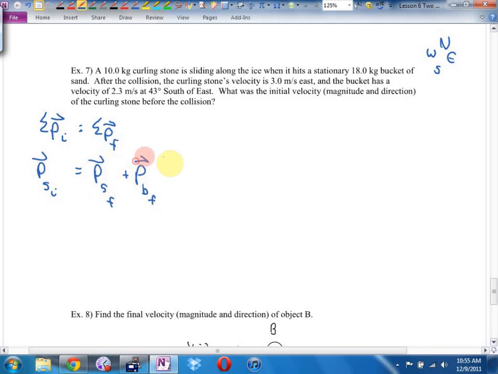Did they give me the initial direction of the stone as it was coming in? I'm going to hold off on drawing that then. I'll come back to it. I am going to put a little equal sign here. Did they give me the final direction of the stone? Oh, yeah. Due east.